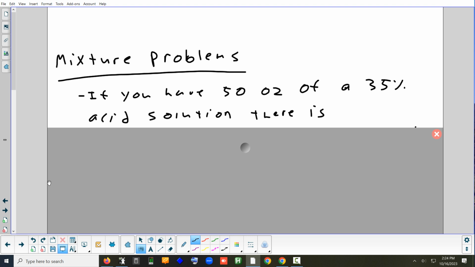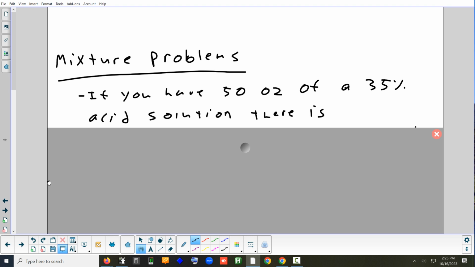So in this kind of problem, they're going to tell you you have a mixture. They'll tell you how many ounces are in it, and they'll tell you what percent of something is in the mixture. So if you've got a 50-ounce container of liquid, and I tell you that 35% of that liquid is acid, how could you figure out how much acid is in the 50 ounces?